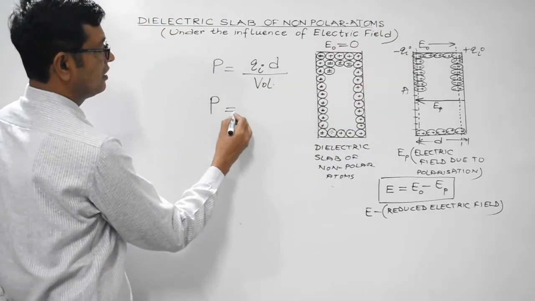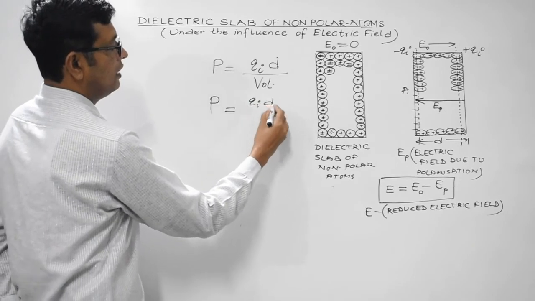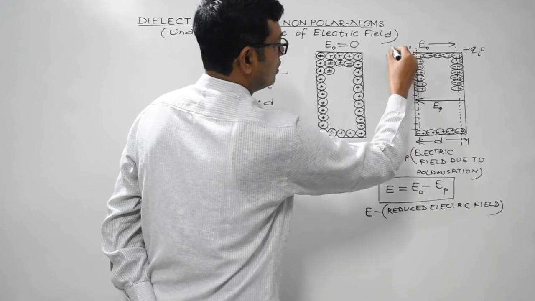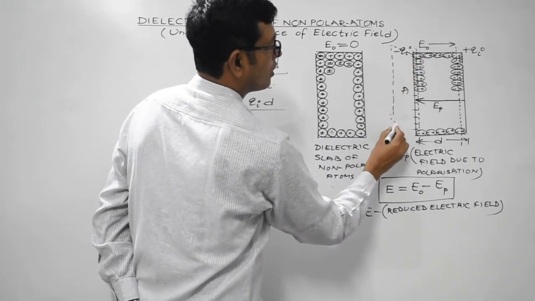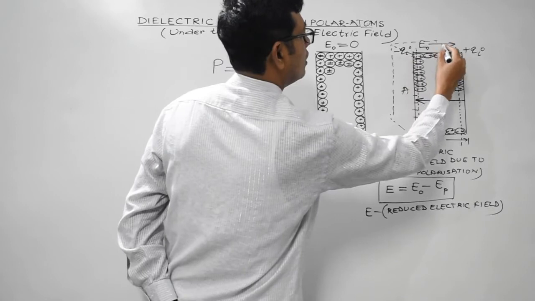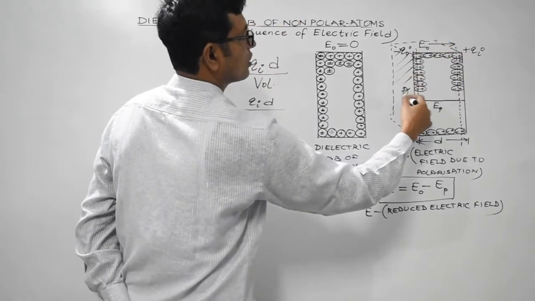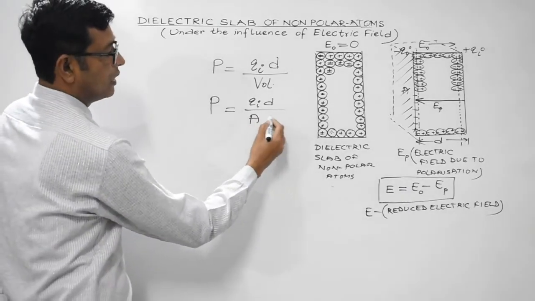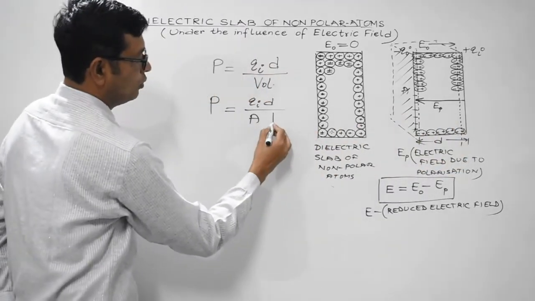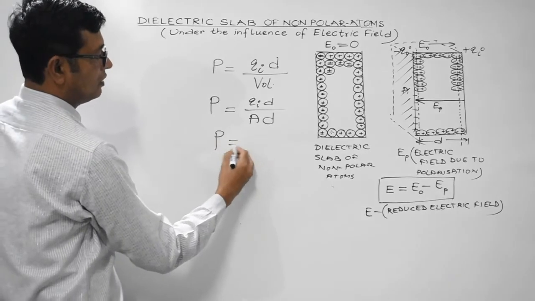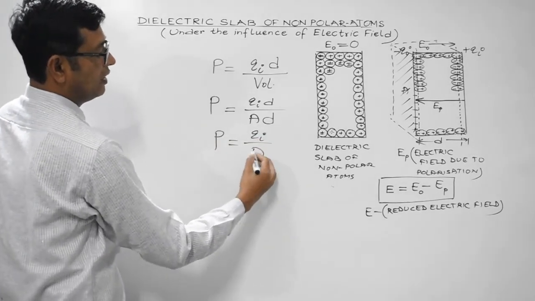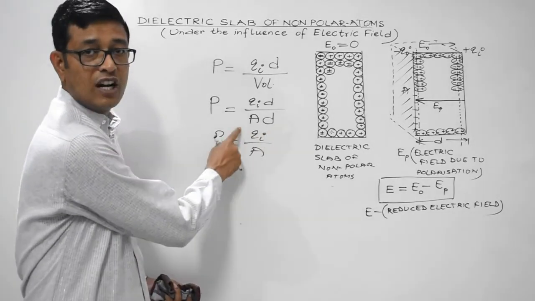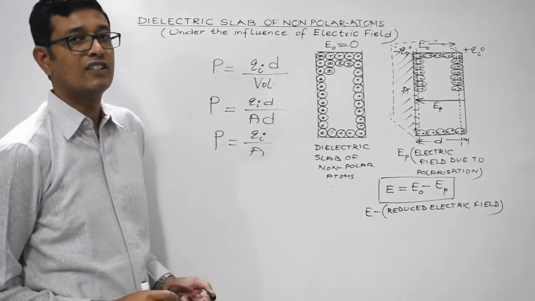So polarization density, capital P, is Qi d divided by volume. Suppose this is the slab. This is the cross section area I am talking about. Cross section area multiplied by the thickness will give you the volume of the slab. So capital P is equal to Qi divided by A. Clear? So this is induced charge per unit area of the dielectric slab.